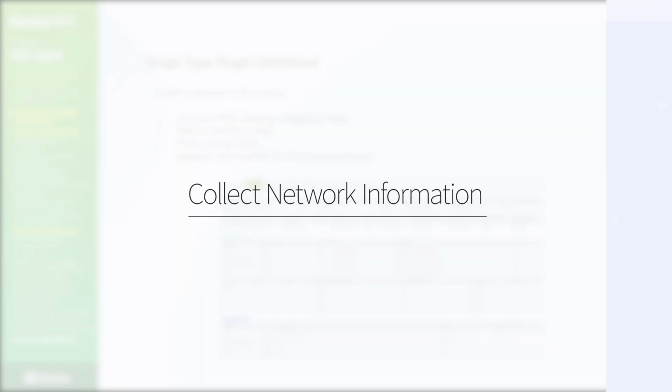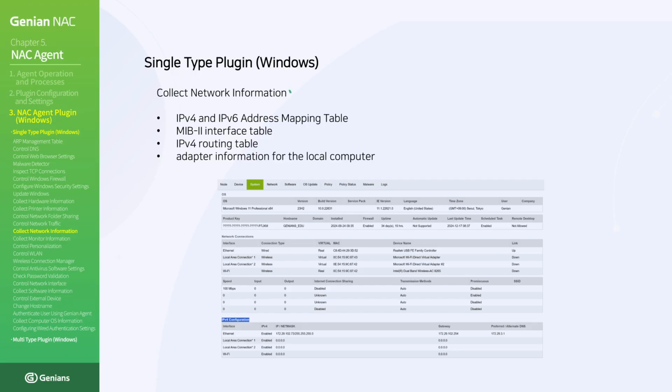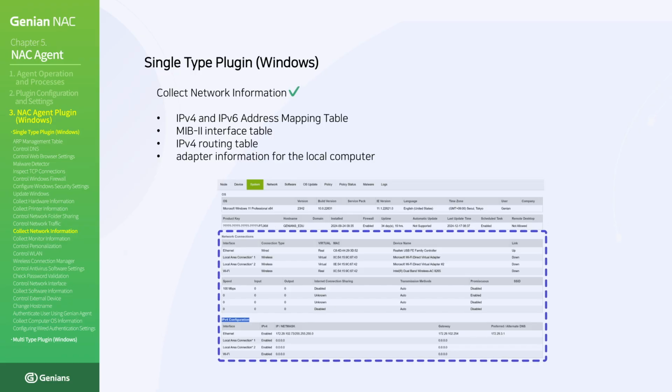The Collect Network Information plugin collects details about the IPv4 and IPv6 settings configured on the interface adapter. The collected network information can be viewed in the System Information tab under Interface Information, IPv4 configuration, and IPv6 configuration. During the collection process, the plugin uses Windows API functions to gather data and combines the collected information for display.